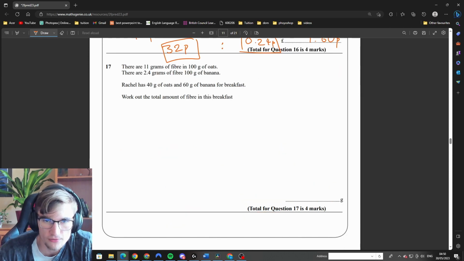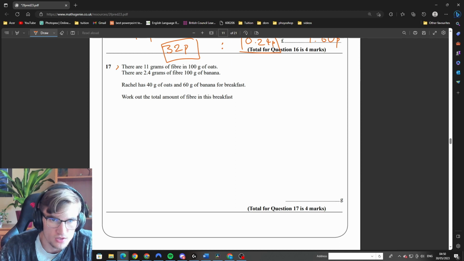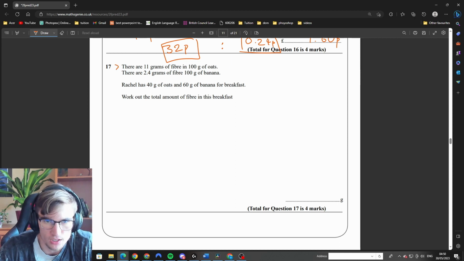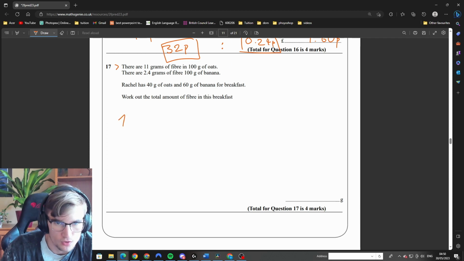Okay, there are 11 grams of fiber in 100 grams of oats. There are 2.5 grams of fiber in 100 grams of banana. Rachel has 40 grams of oats and 60 grams of banana for breakfast. Work out the total amount of fiber in this breakfast. One thing at a time. I'm told that there are 11 grams of fiber in 100 grams of oats. So 11 grams of fiber in 100 grams of oats.